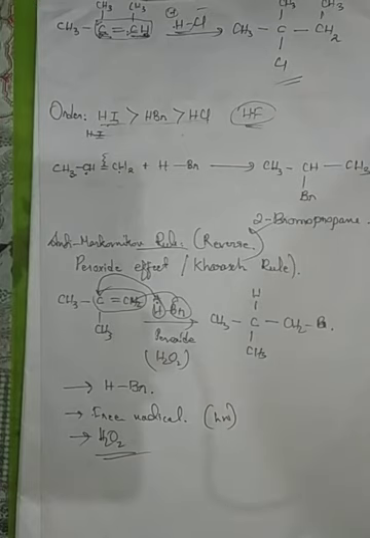There are 5 more chemical reactions of alkenes. Therefore, I will be explaining them one by one in separate videos for all the chemical reactions.